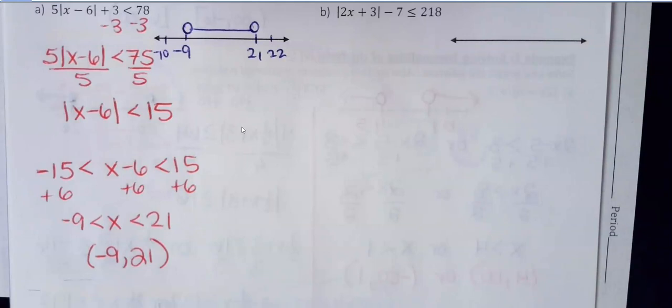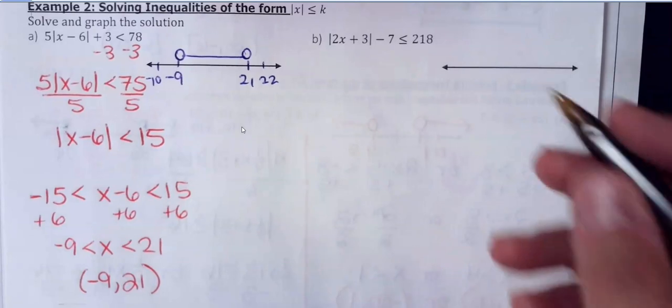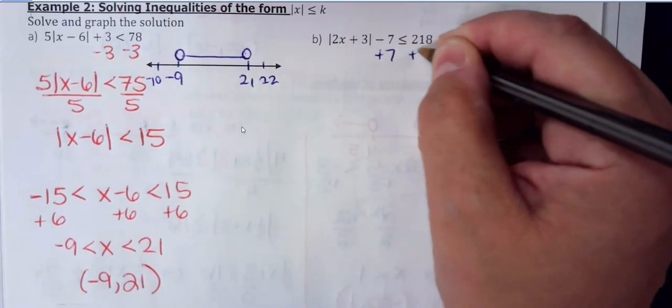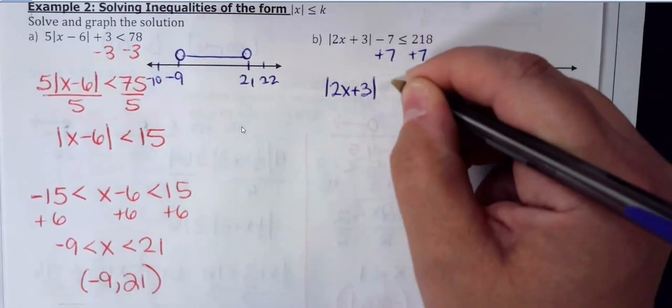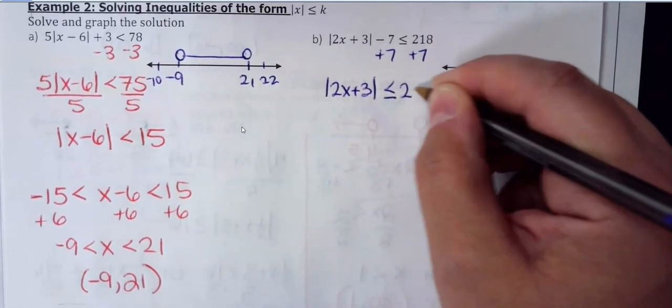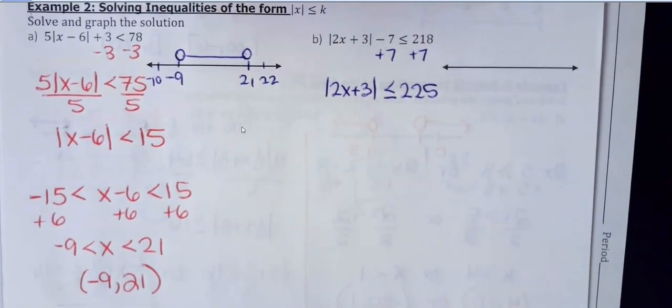Okay, let's try one more here. All I got to do here to get the absolute value alone on this example is just add 7. So we get 2x plus 3 less than or equal to 225. Okay, so I've got absolute value, 2x plus 3, less than or equal to 225.